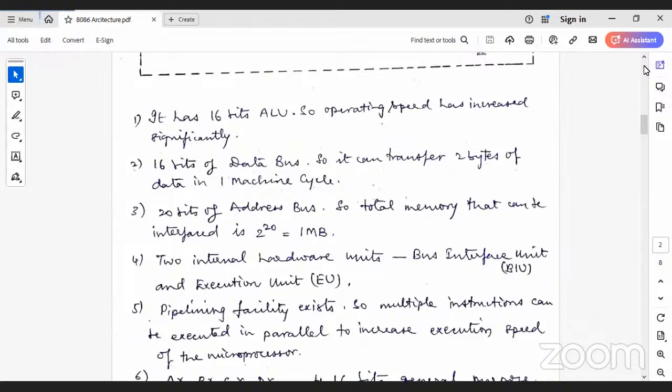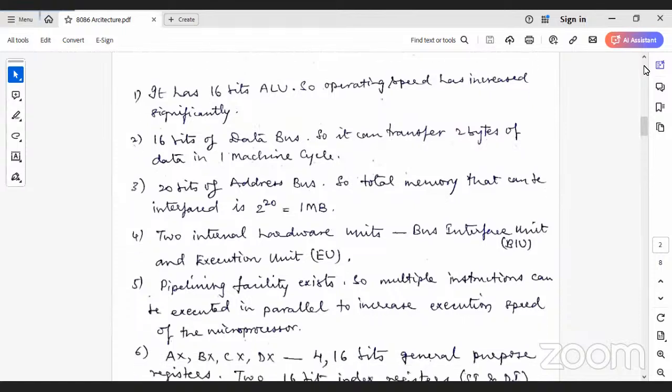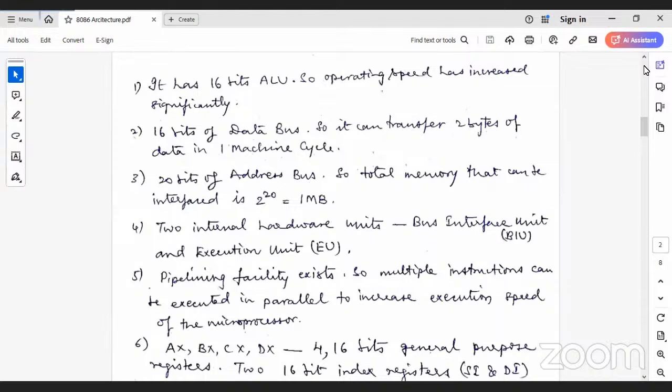Then, as I already said, a 16-bit data bus exists. So it can transfer 2 bytes of data in one machine cycle. The machine cycle will determine the execution time of any instruction. Similarly, a program which has some instructions within it will also tell you how much time the program takes to run. So it depends upon the machine cycle of the particular processor.